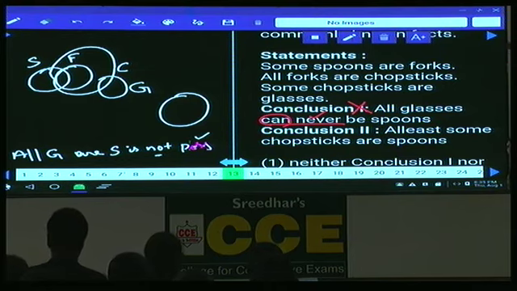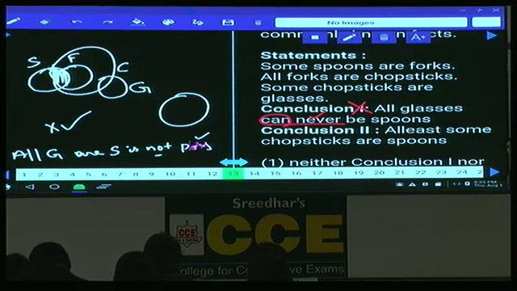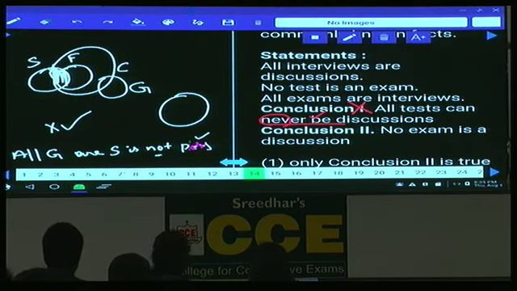And second one, at least some chopsticks are spoons. As some chopsticks are spoons is definitely true. Hence what is your answer? Only 2 follows. Only 2, choice 3. Then next one, question number 14.